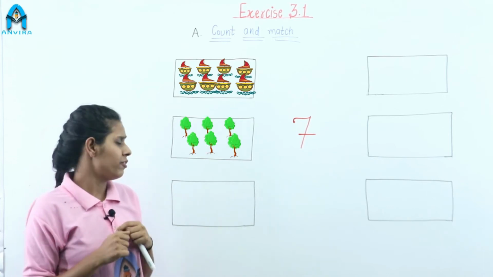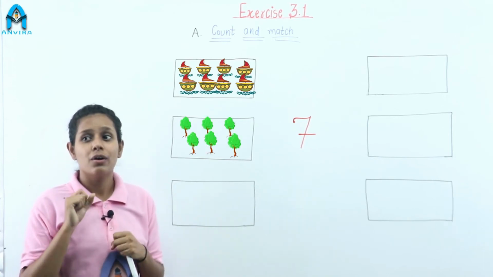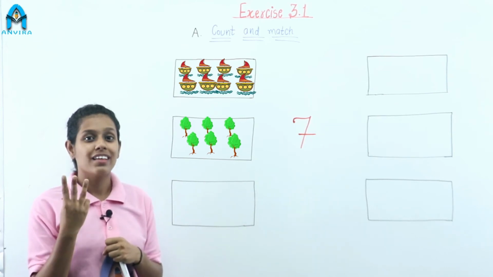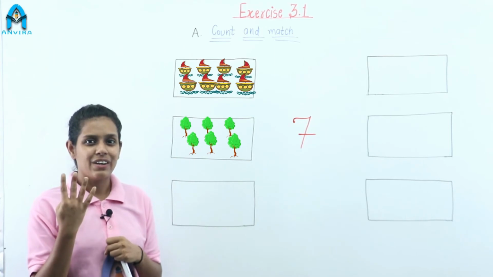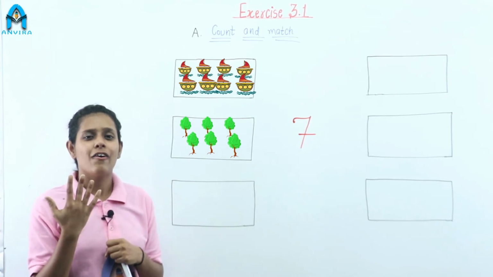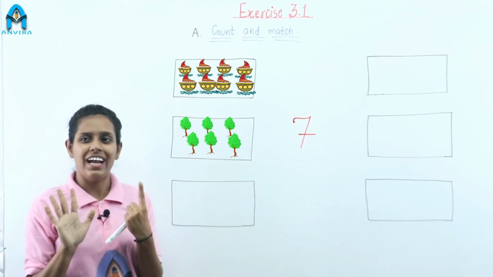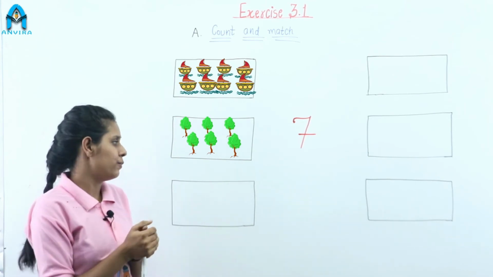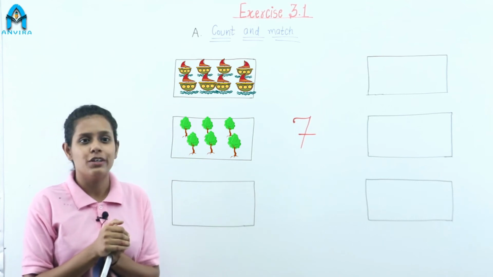Trees. How many trees? Let's count. 1, 2, 3, 4, 5 and 6. 6 trees. Now, look at the next picture.